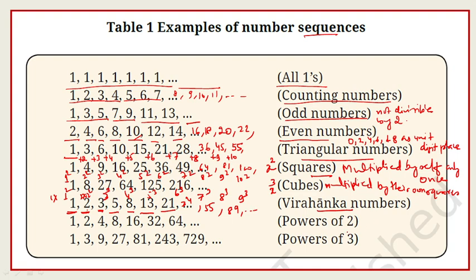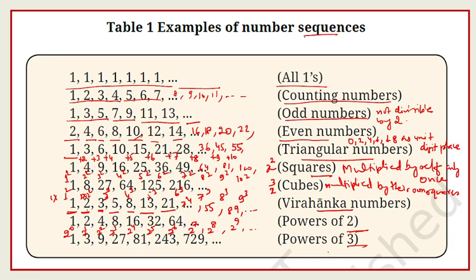Now next one, powers of 2. We start with 2 to the power 0, 2 to the power 1 means 2, 2 to the power 2 means 4, that is a square, 2 to the power 3, 2 to the power 4, 2 to the power 5, 2 to the power 6, then 2 to the power 7, 2 to the power 8 and 2 to the power 9, in this way. So that is powers of 2.